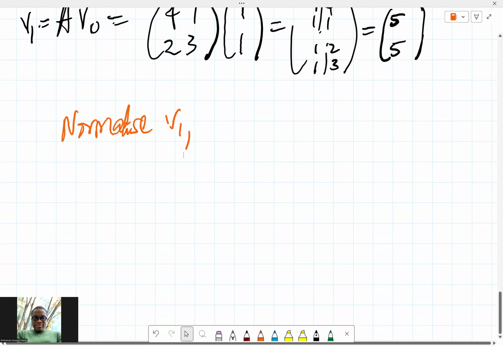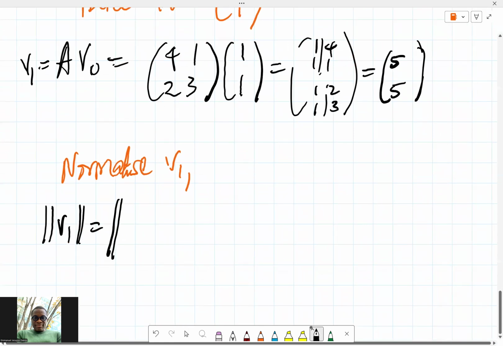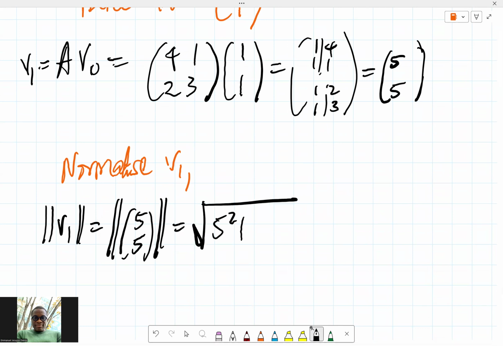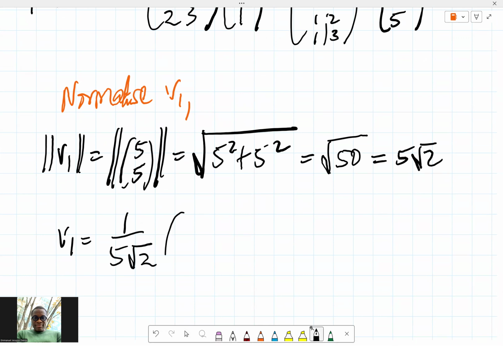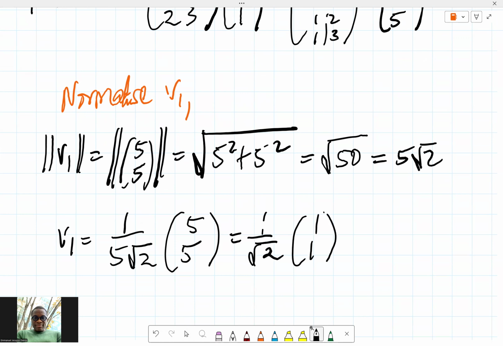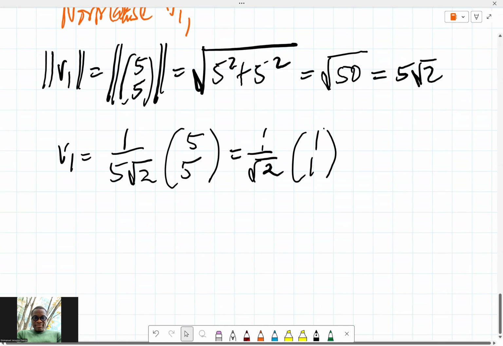So to normalize V1, it means we have the absolute value of V1, and that is the norm of that matrix 5, 5. What that simply means is that we have the square root of 5 squared plus 5 squared. That is equal to root 50, and root 50 is 5 root 2. So that is the norm. And that means that V1 itself is going to be 1 over 5 root 2 into 5, 5. If you multiply through by 1 over 5, you are going to have 1 over root 2 into 1, 1. Easy. So that is our V1 now, normalized V1.